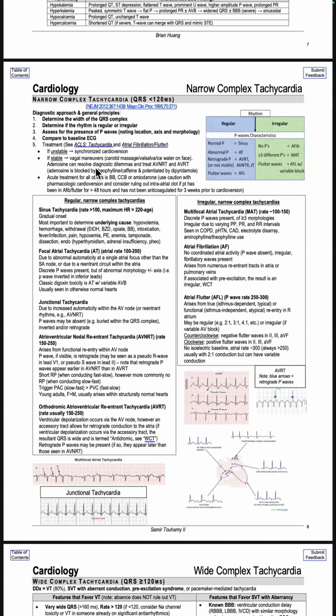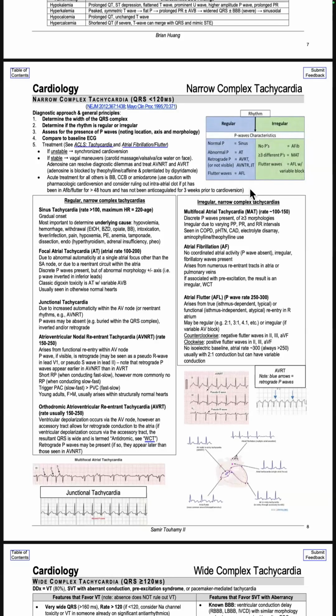The next step, if vagal maneuvers and adenosine don't work, is acute treatment using pharmacologic cardioversion, using beta blockers, calcium channel blockers such as diltiazem, or amiodarone. Remember, for diltiazem, you cannot use it if they have a history of heart failure with reduced ejection fraction. And for amiodarone and all of these other pharmacologic cardioversions, if they have a rhythm of atrial flutter or atrial fibrillation, and it's more than 48 hours, make sure you rule out the intra-atrial clot using a transthoracic echocardiogram.